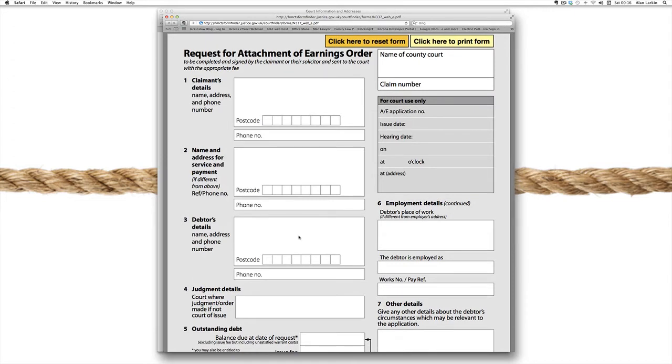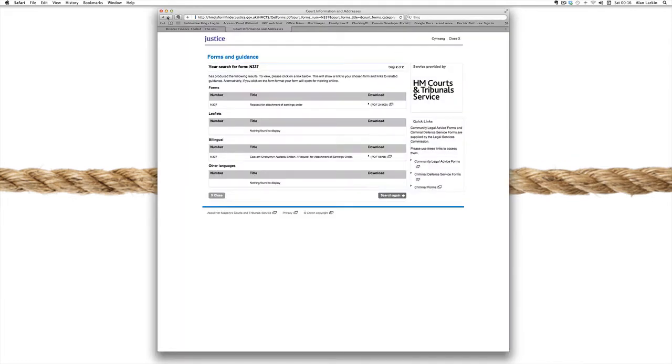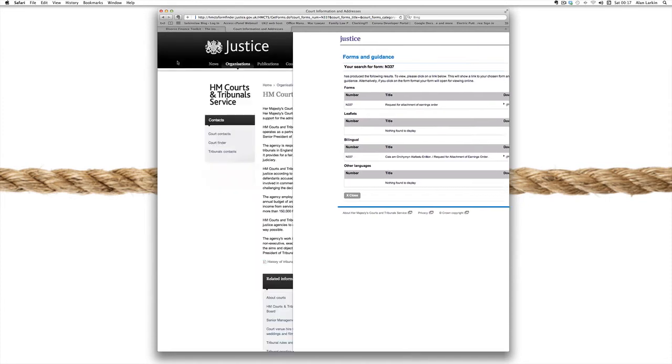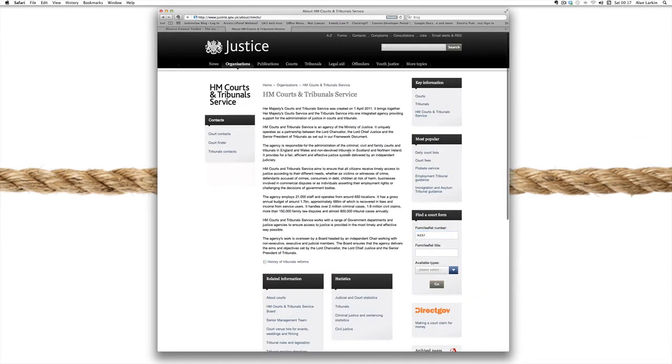One thing that did occur to me in relation to this procedure for enforcement is that if you know that an attachment of earnings form is the appropriate method rather than another form of enforcement, then fantastic, make this application to the court. If, however, you're not sure that this is the right way to proceed, then there is something else that I'd like to show you. So if we just return to the Justice website, I'm going to show you another form.